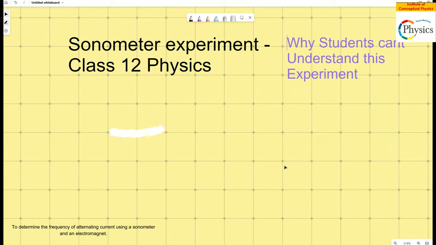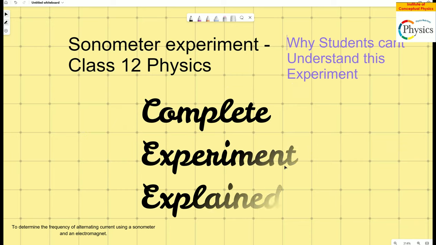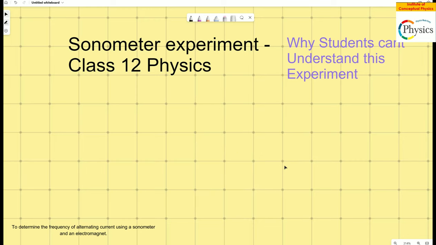I know a lot of students are preparing for practical examination or will be appearing for practical examination. This will benefit you in two ways. You will come to know what is the exact concept or the principle used in this experiment. The second thing you will learn probably is, if you're preparing for an entrance examination, it may be a good revision for you when it comes to the chapter of waves.